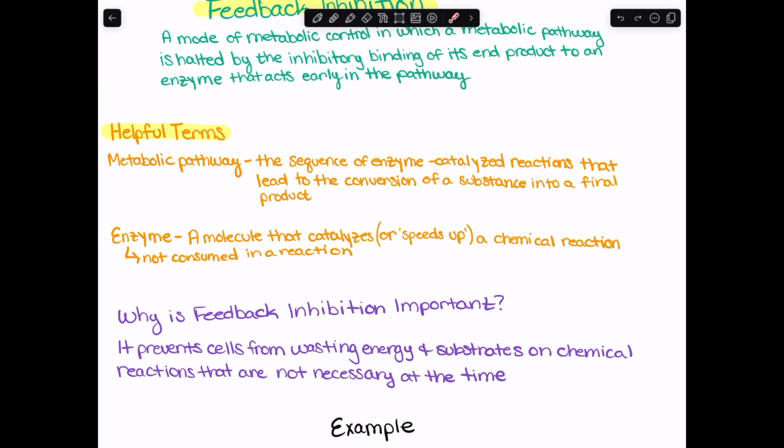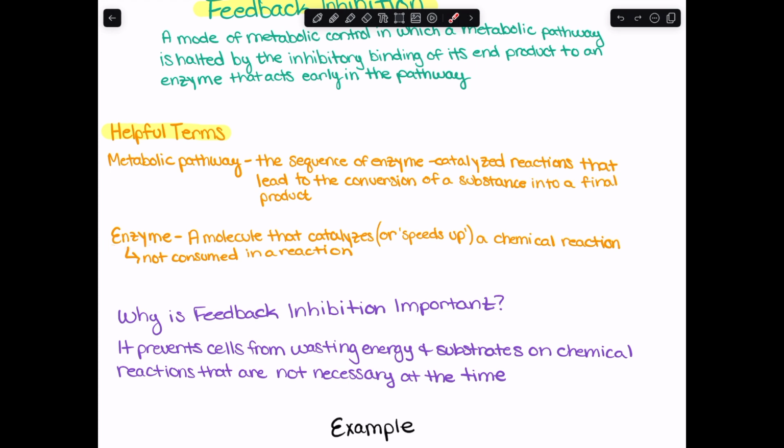A metabolic pathway is the sequence of enzyme-catalyzed reactions that lead to the conversion of a substance into a final product. Pretty much, it's the path or the road a substance takes to become its product. And there are typically several chemical reactions that occur that are catalyzed by enzymes during that pathway.